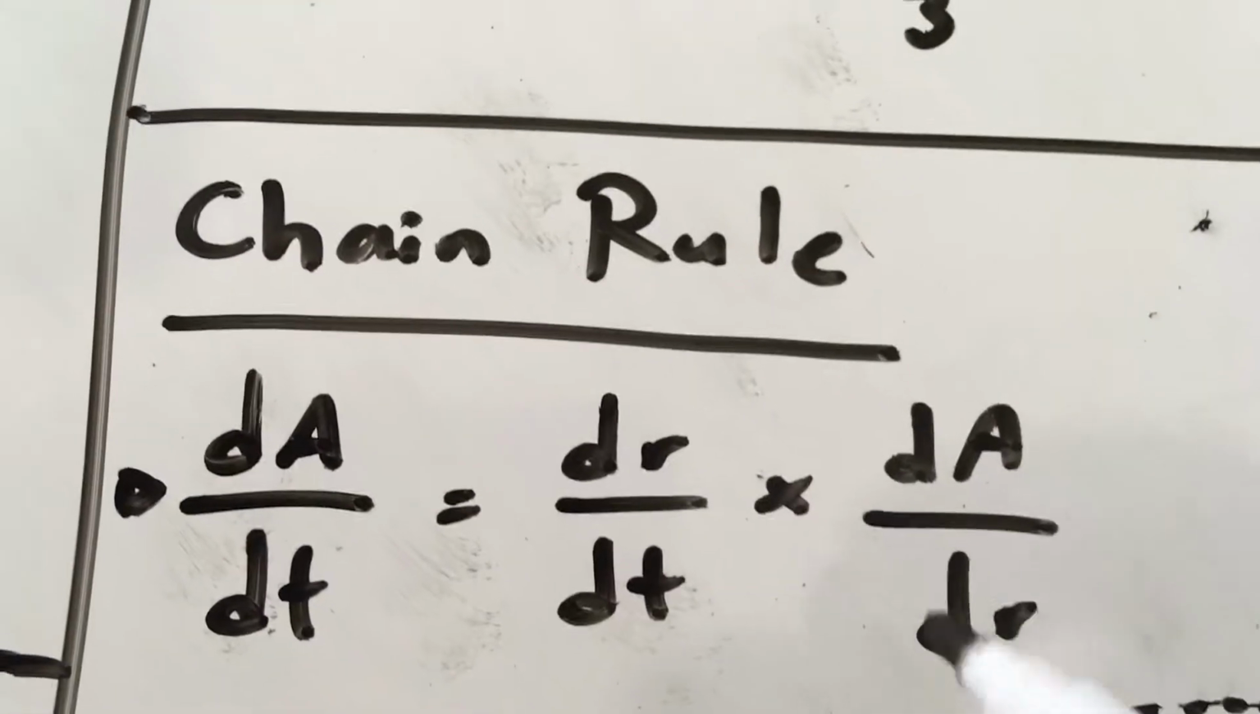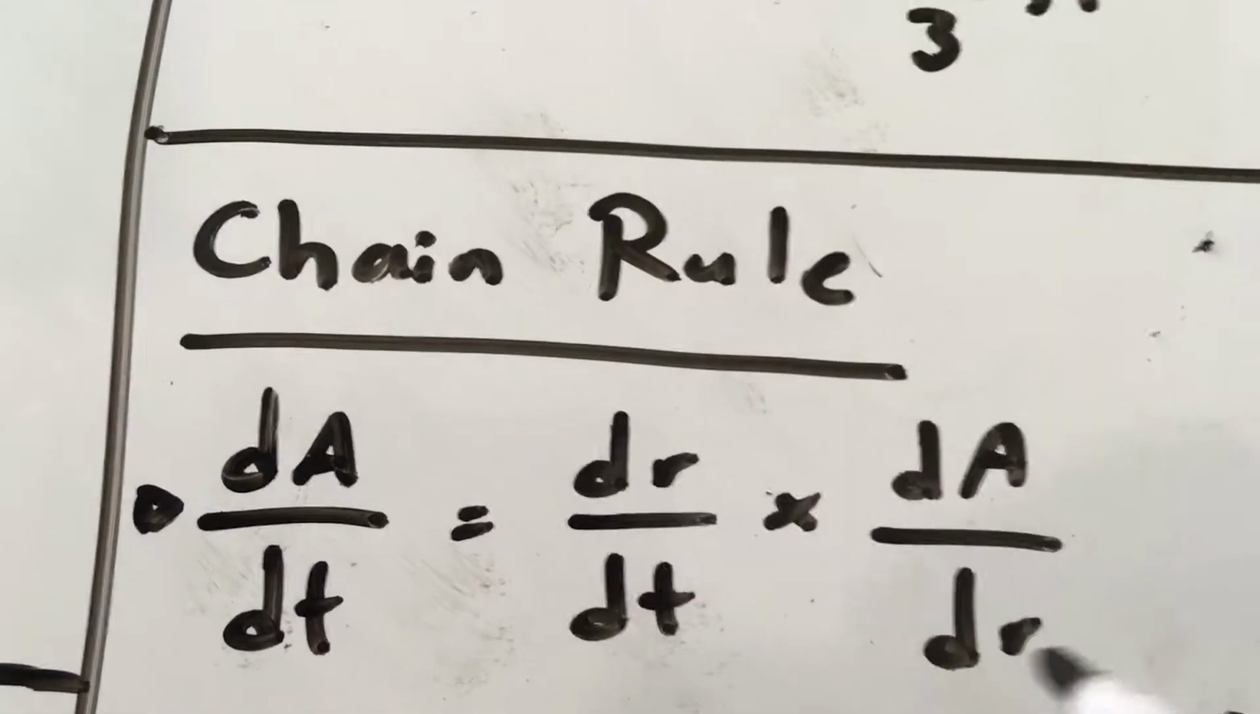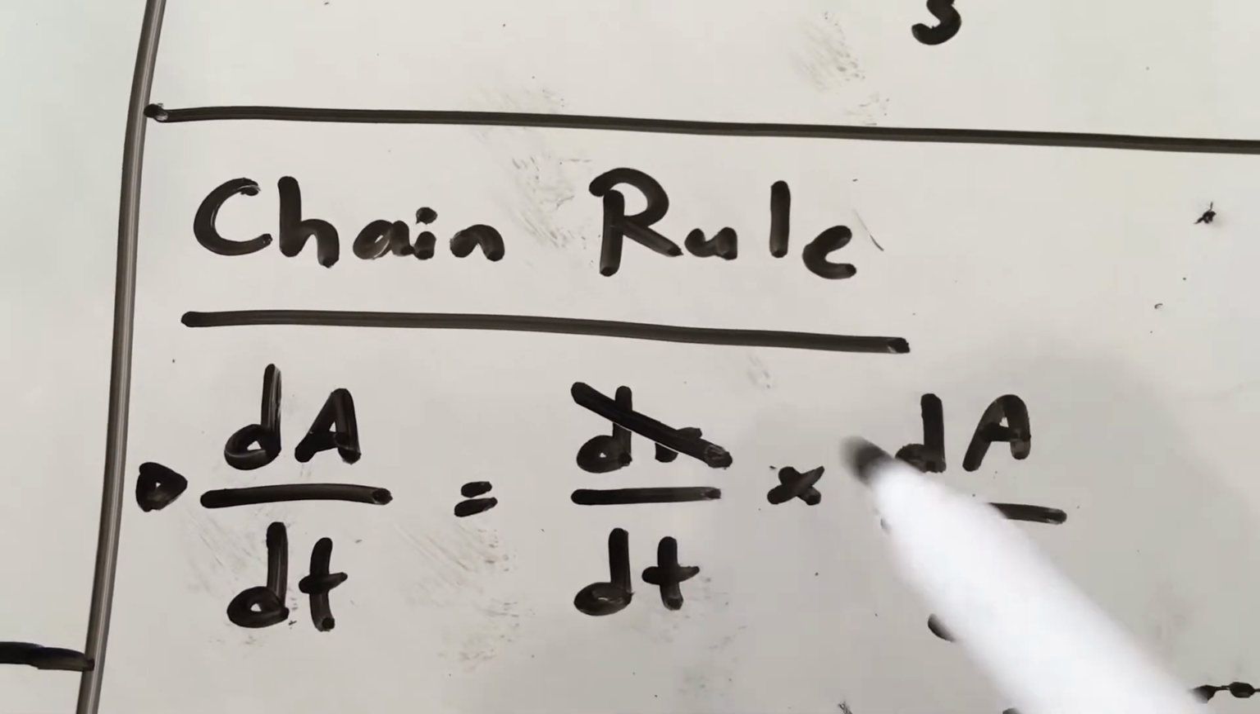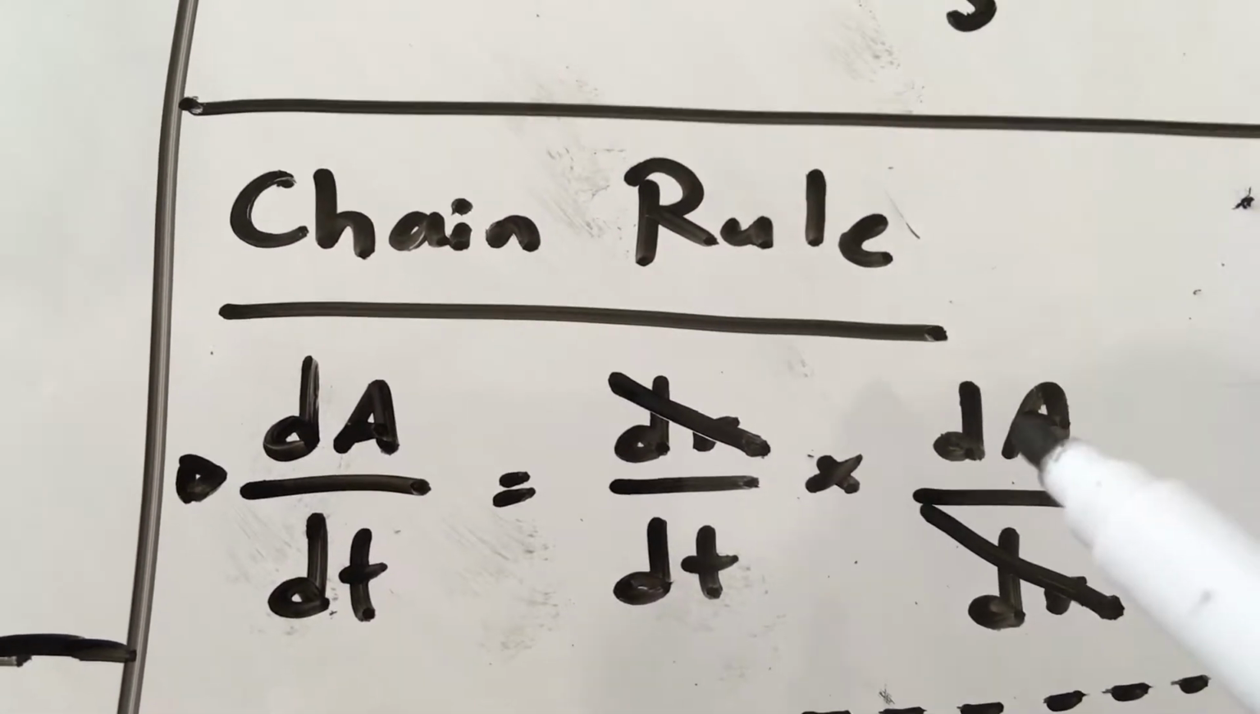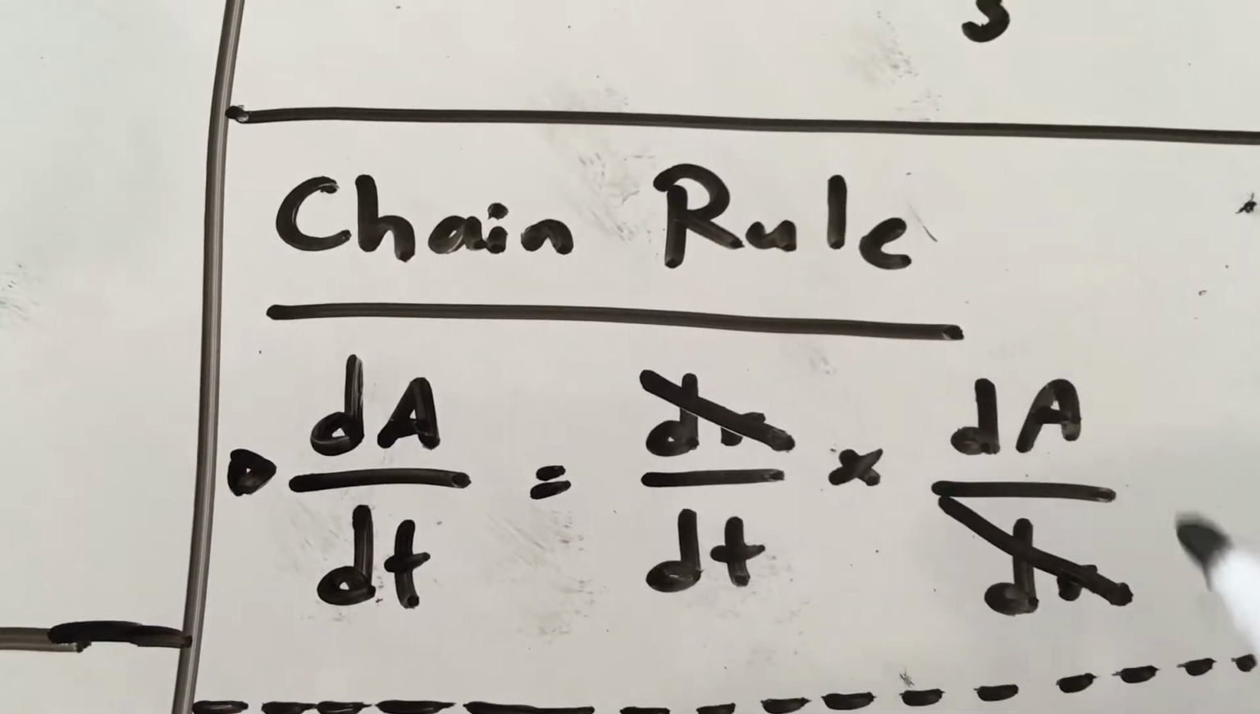If you notice something, since this is a fraction, right, and they multiply each other, and these are the same, I can just cut them out. Therefore, this equals dA/dt, right? Got that? So that's why the chain rule is like this.